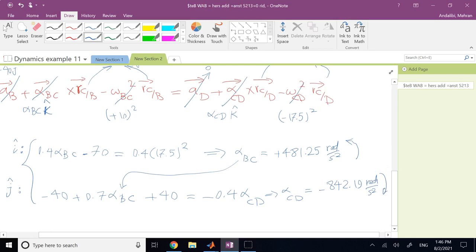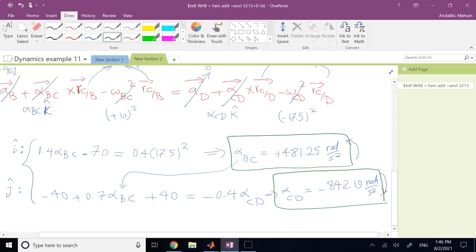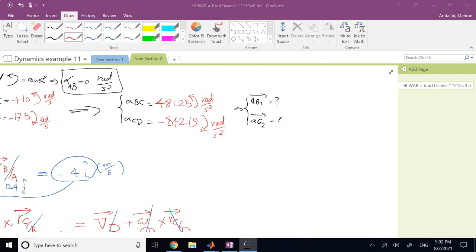I can go ahead and replace them up there, and then I go for acceleration of the centroids G1 and G2. So two of the unknowns that I needed, alpha BC and alpha CD, are already here. These are two of those 12 unknowns. I found them, right? Okay, so here are the numbers for alphas. And now we can calculate the acceleration of the centroid for each member BC and CD. Now the question is, do I need both of them?